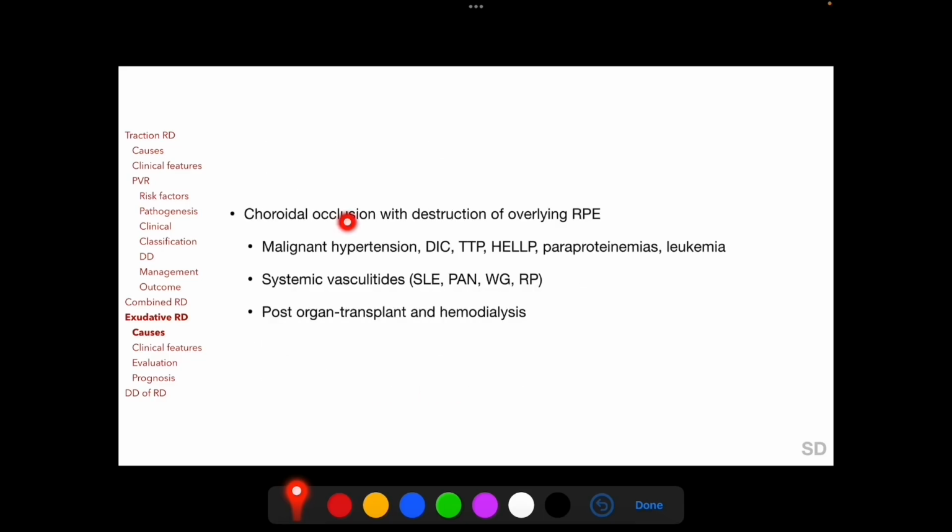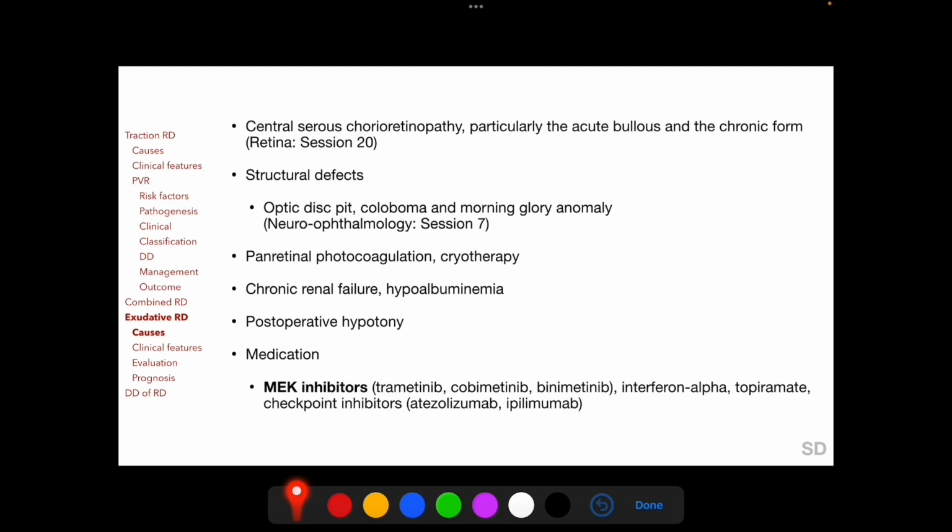from choroidal occlusion with destruction of overlying RPE, as in malignant hypertension and disseminated intravascular coagulation, from central serous chorioretinopathy, particularly its acute bullous and chronic form, from structural defects such as optic disc pit, optic disc coloboma, and morning glory anomaly, from panretinal photocoagulation and cryotherapy, from chronic renal failure and hypoalbuminemia, from post-operative hypotony, and from medications such as MEK inhibitors, interferon alpha, topiramate, and immune checkpoint inhibitors.